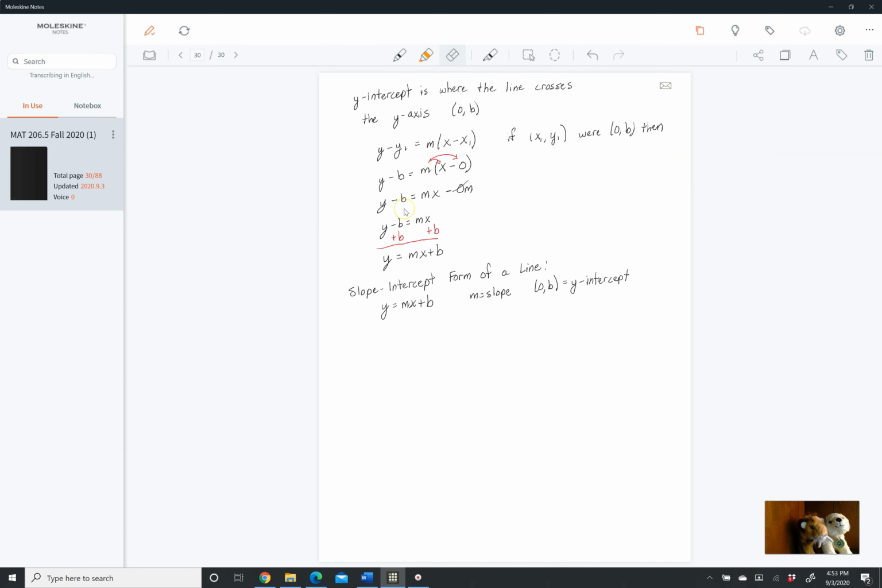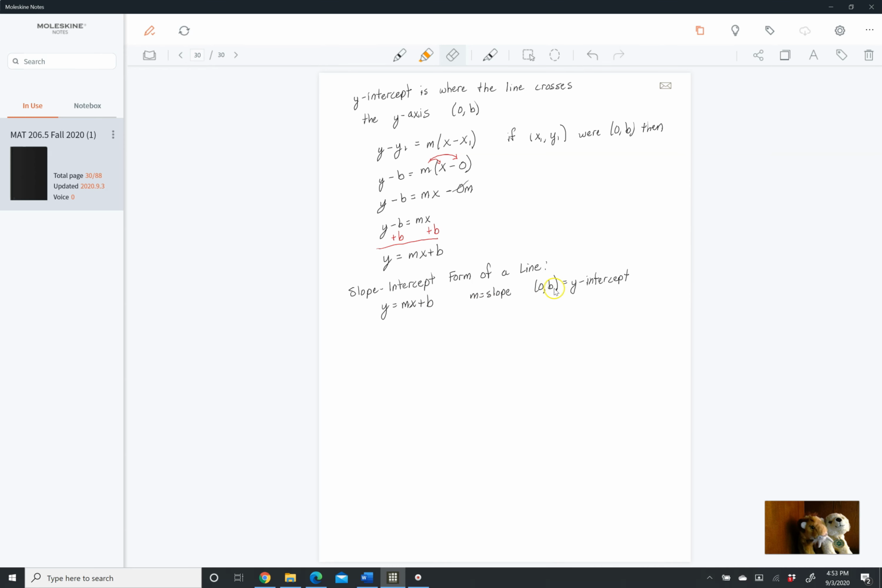Now, there are some things that you could sort of see here. I can get slope-intercept form from the point-slope form, right? By plugging in (0, b) and then solving for y. I cannot go the other way. I can't get point-slope form from slope-intercept form, okay? I can't say, how do I get y minus y1 equals m times x minus x1 from here? I wouldn't be able to do that.